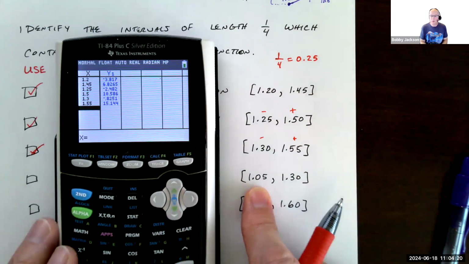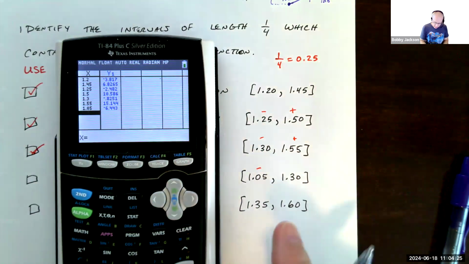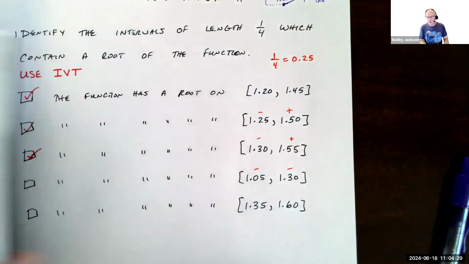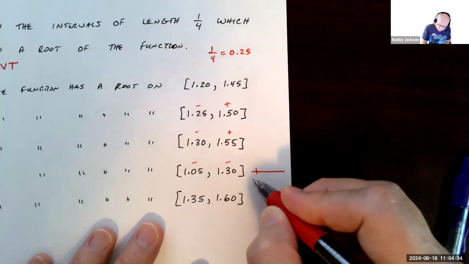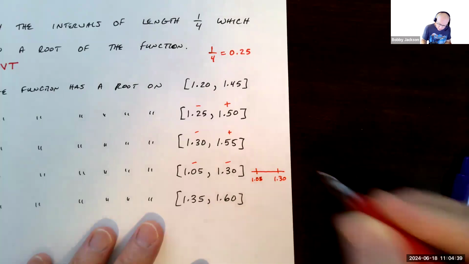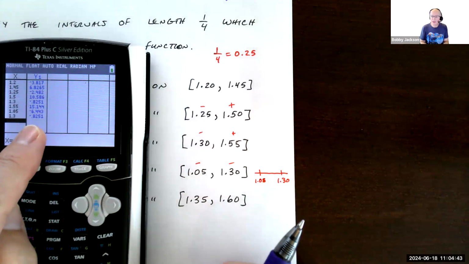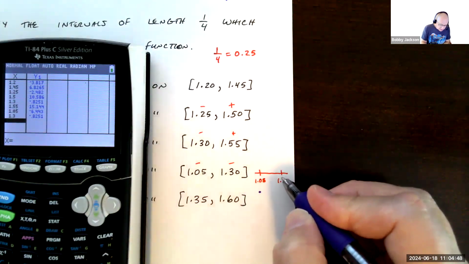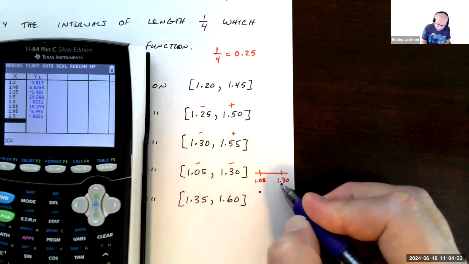Now I go to this one, 1.05. I get a negative, and then at 1.30, I get a negative value. Well, now what's happening here? If I'm looking at the graph on this interval, 1.05 to 1.30: at 1.05, it's negative 6 something, so we'll say negative 6 is down here. And at 1.3, it's negative 0.82, so almost negative 1. So it's not as far down.